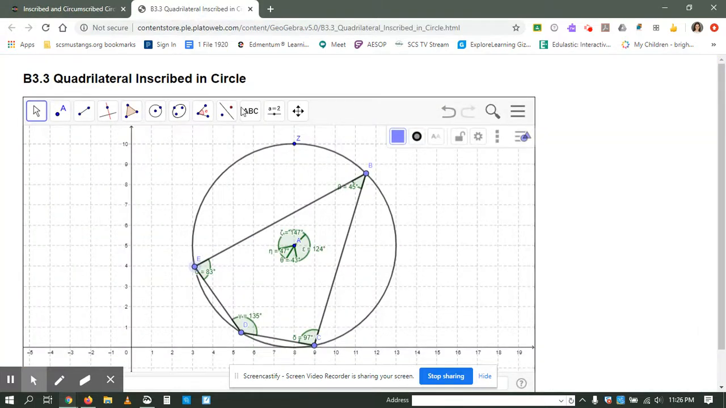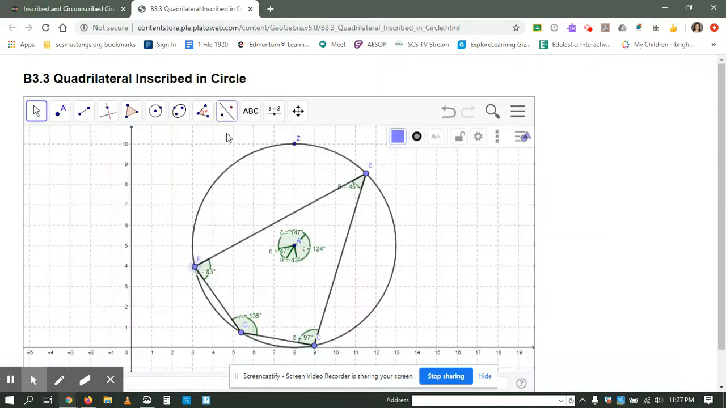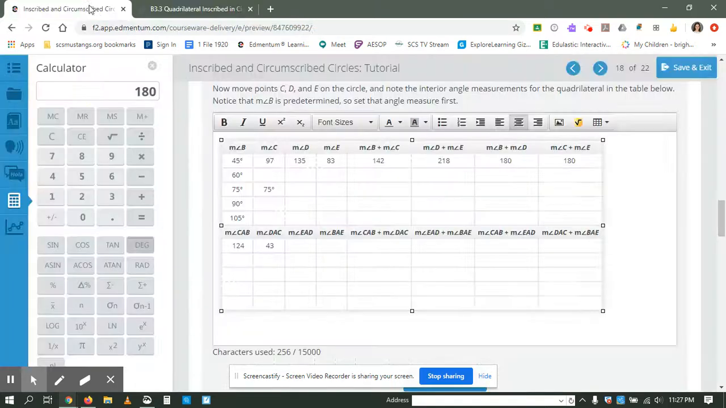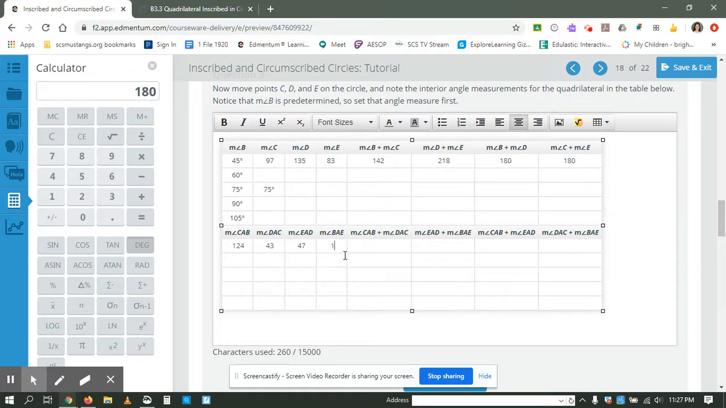And then BAC, that central angle is 43 degrees. And then EAD, that central angle is 47. And then BAE, that one is 147. So just like they did with those angles that are in our quadrilateral, they had us add those values together. They're going to ask you to do the same thing here.